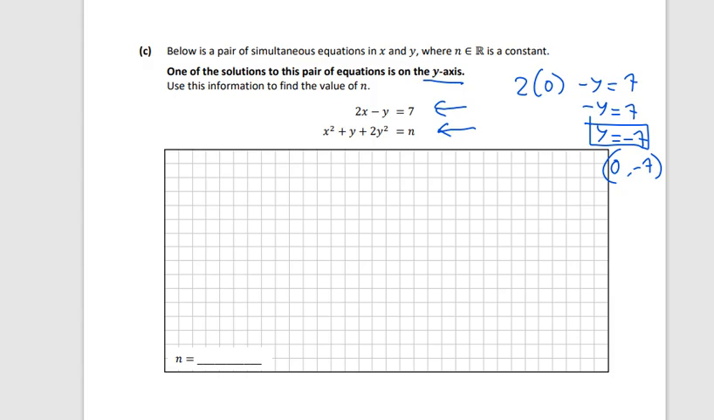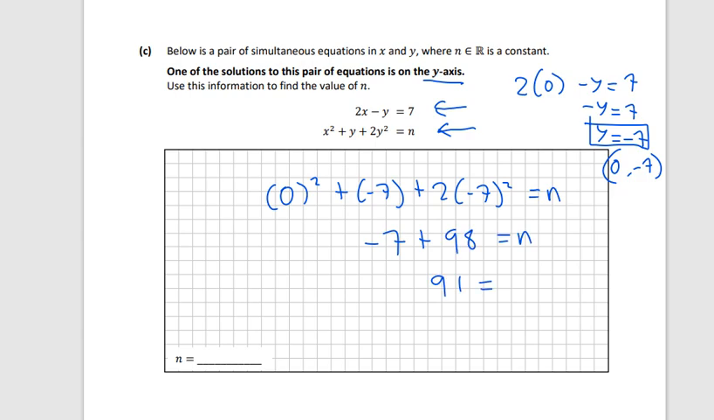Therefore, if we take the bottom one then, I'm going to sub in the point (0, minus 7), and that's all we have to do. We get 0 squared plus minus 7 plus 2 times minus 7 squared is equal to n. So minus 7 plus, that's 2 times 49, so that's 98, is equal to n. 91 is equal to n. That's what we have to do.